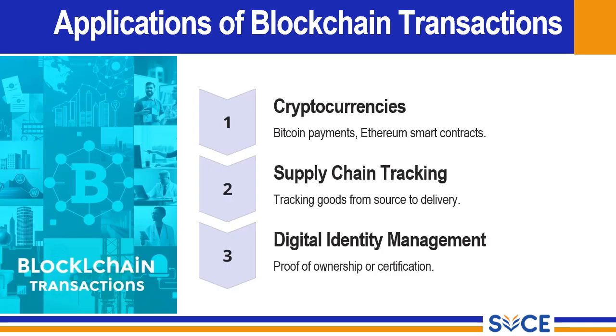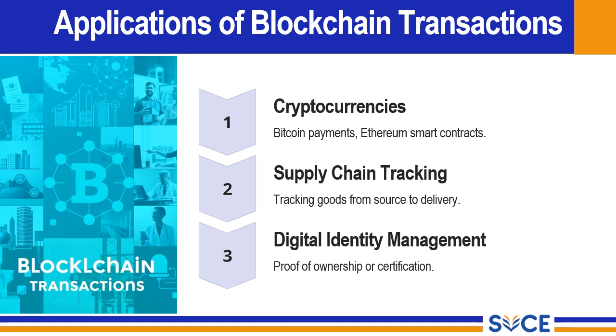Okay, what are the applications of blockchain transactions across industries? Blockchain is not just about cryptocurrency, it is transforming multiple industries. First, cryptocurrencies. Blockchain transactions allow fast and secure digital payments. You can send Bitcoin or other tokens anywhere in the world without needing a bank. Second one is called supply chain tracking.